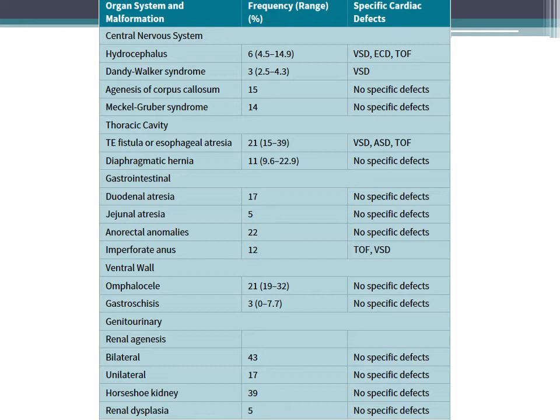Diaphragmatic hernias, agenesis of the corpus callosum, all of those organ system malformations should make you think, should I order an echo to better assess any congenital heart defects that might be present.